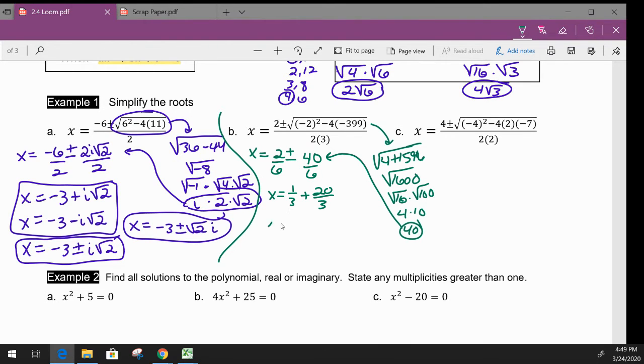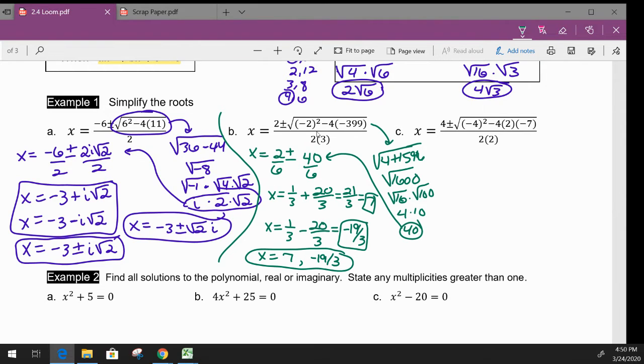But then you also have 1/3 minus 20 over 3. So when you add the 1/3 plus 20 thirds, you're going to get 21 thirds, which equals 7. So that is going to be one of your 2 solutions. When you subtract 1/3 minus 20 thirds, you're going to get -19 thirds. So that is going to be your other solution. So our 2 solutions are 7 and -19 thirds.